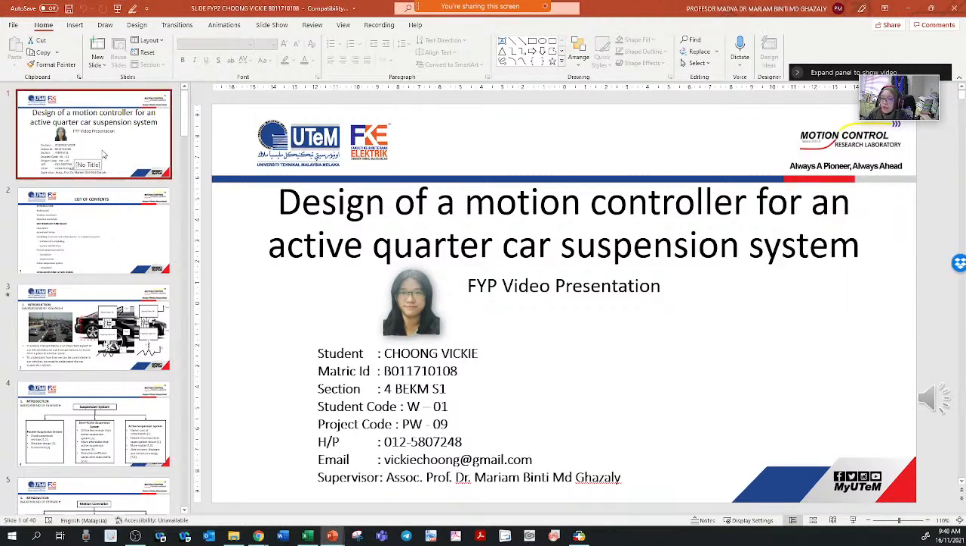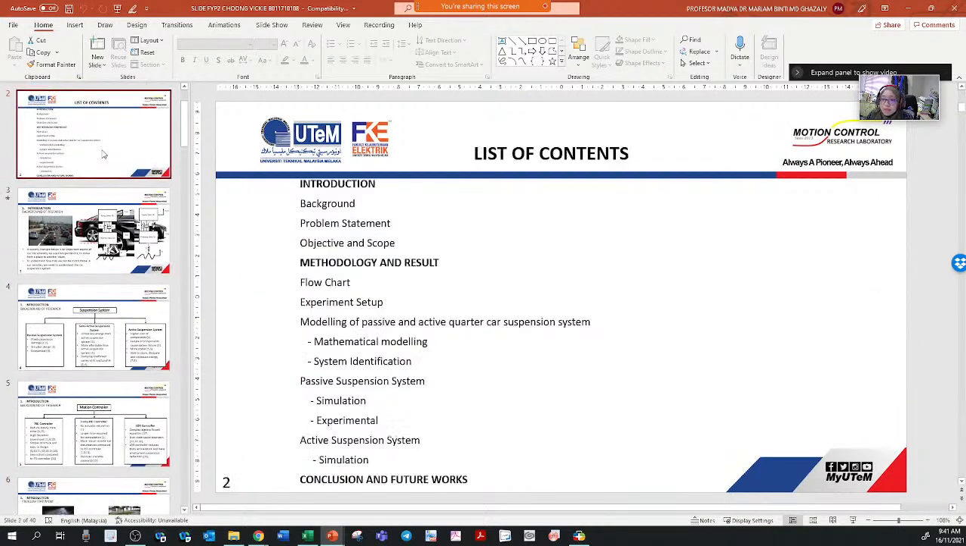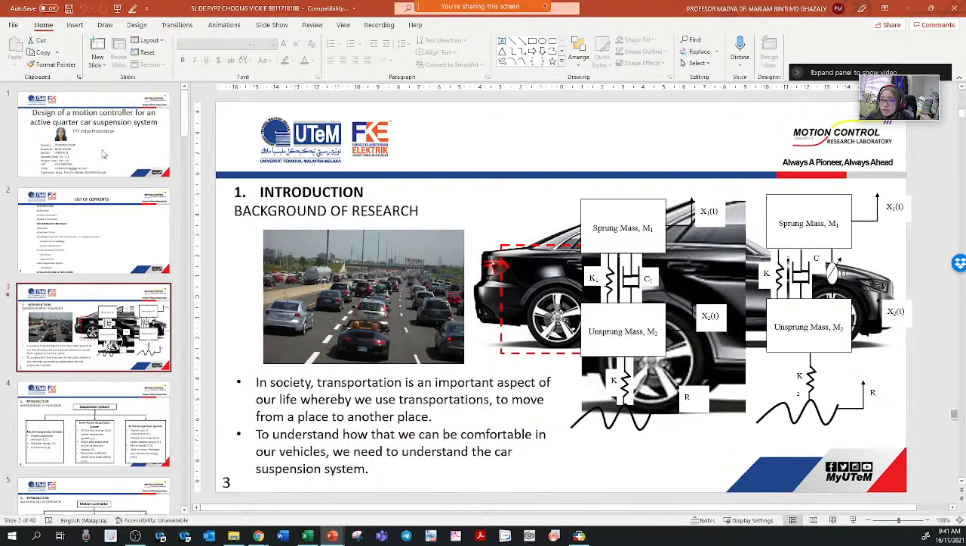So at least you know how to actually connect all the connections, the valve, the pressure signal, from the FRL to the directional valve, and then connect it to the actuator. So this is my student last time. She's doing the design of a motion controller for an active quarter car suspension system. So basically what she's doing was, okay, you have a car right now.